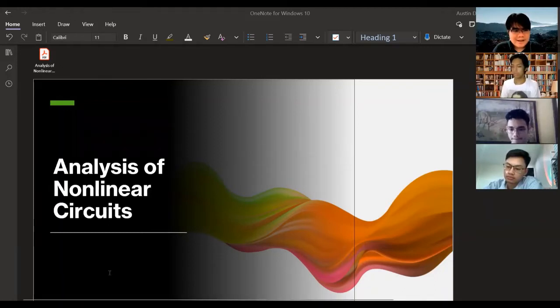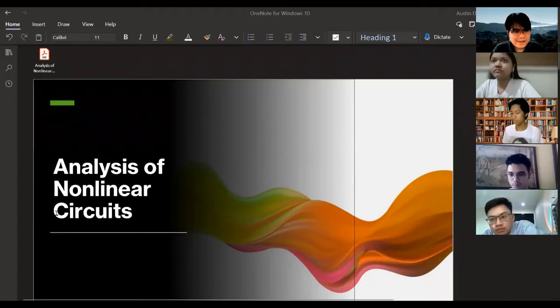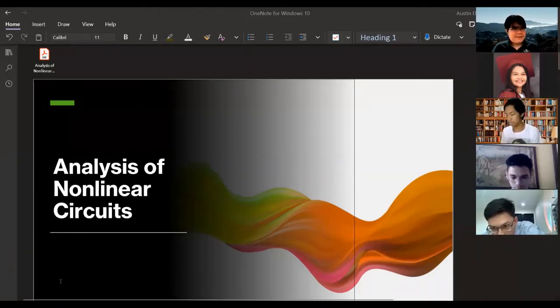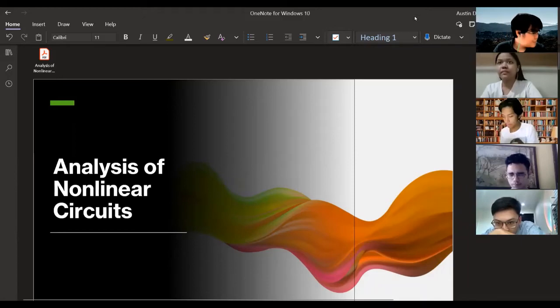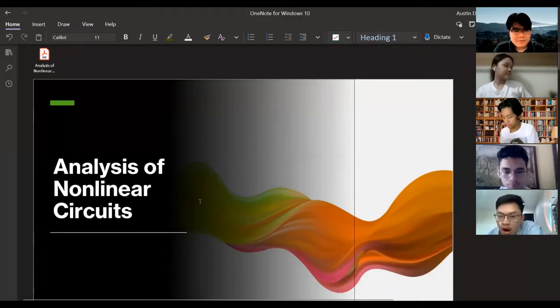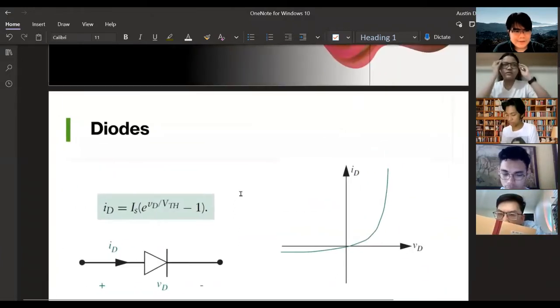Sa lab, nakapag-try na tayo ng isang nonlinear element tulad ng diode. Okay. So ngayon, di-discuss natin siya in depth. Okay. Start tayo. Diodes. Okay.